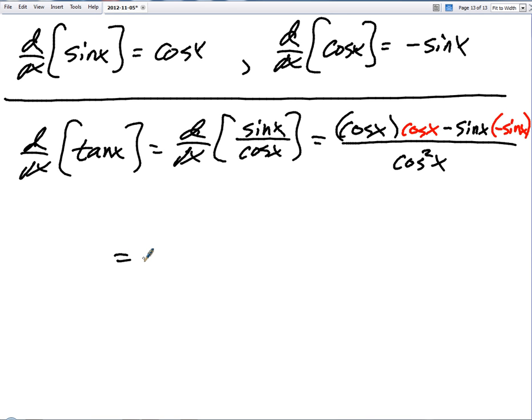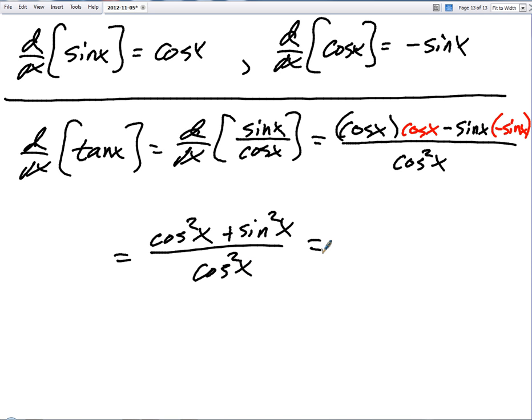cosine times cosine minus sine x times negative sine x. So sine times sine is sine squared, but I got negative times negative, positive. And what is that? That's 1. Yeah, that's our Pythagorean identity for trig functions, right? We know that sine squared theta plus cosine squared theta always equals 1. So we can write the top as 1.